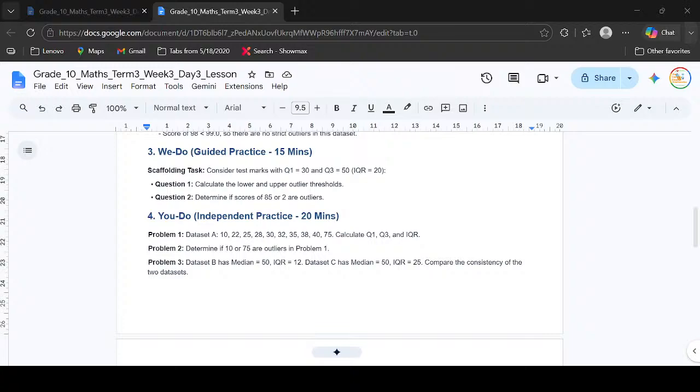Build the fence. Check the minimum. Check the maximum.